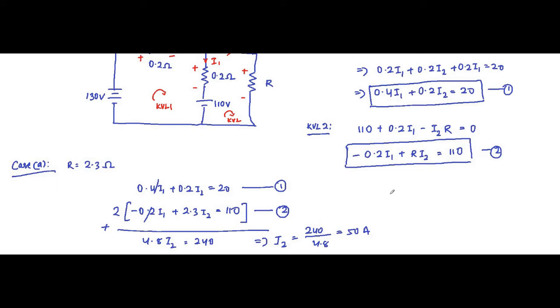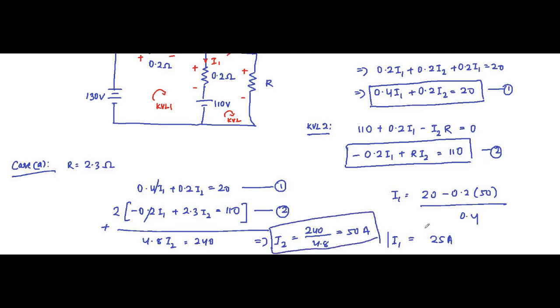When we substitute this value of I2 in equation 1, I1 will be (20 minus 0.2 into 50) by 0.4, which is (20 minus 10) by 0.4, which is 25 ampere. So I2 is equal to 50 ampere and I1 is equal to 25 ampere for case A.